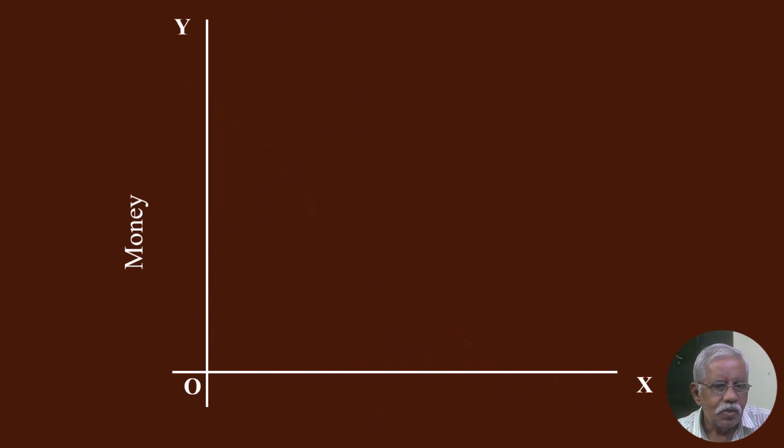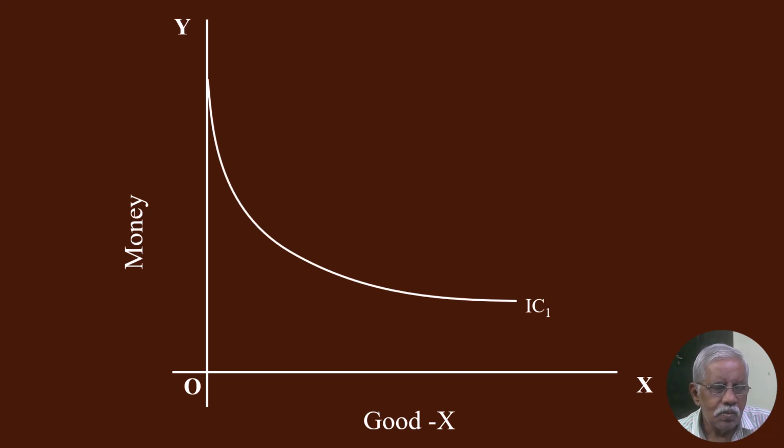Look at this graph. The consumer measures money, the composite good, along the y-axis. He measures good X along the x-axis. To begin with, the consumer is on indifference curve IC1. Unlike conventional indifference curves, it starts at point M on the y-axis. It means combination M is on indifference curve 1 along with other combinations.